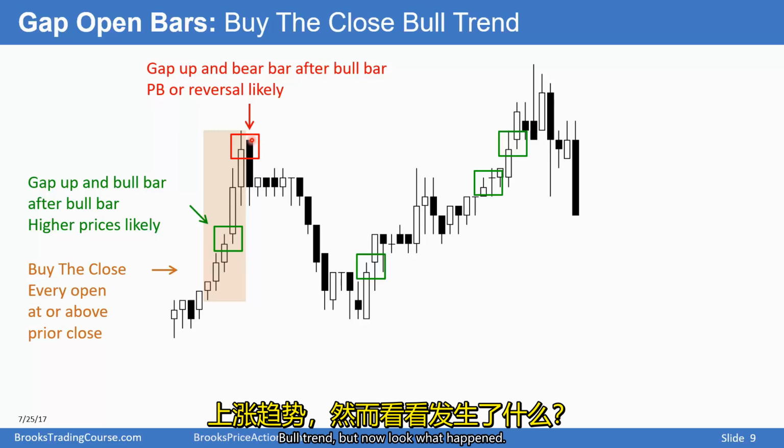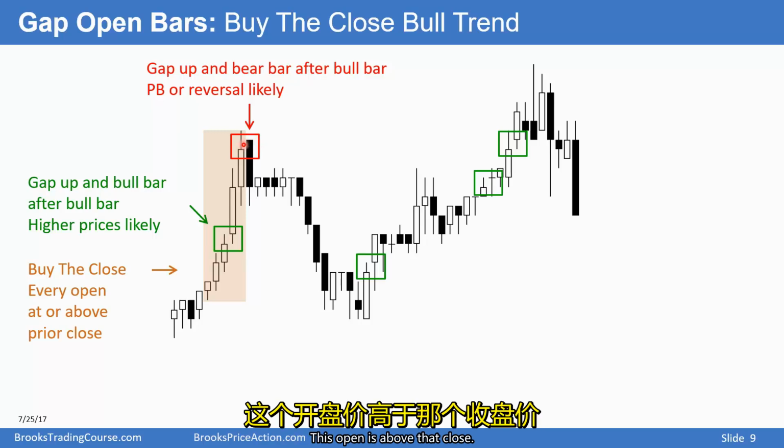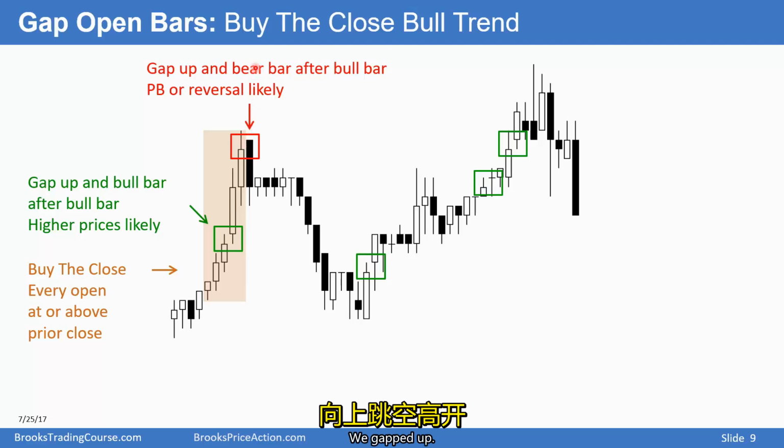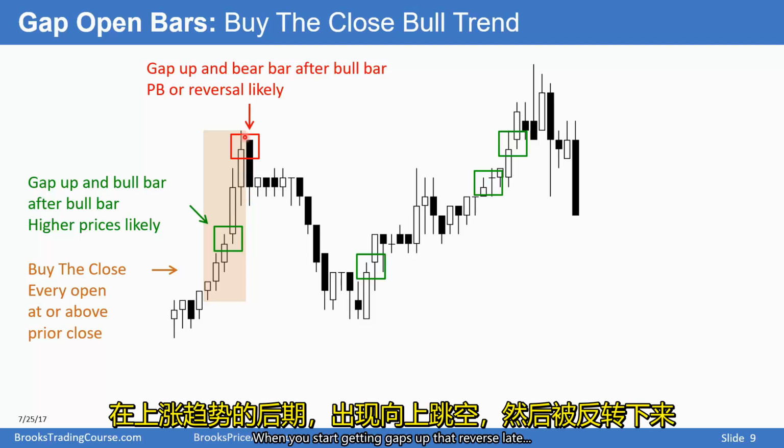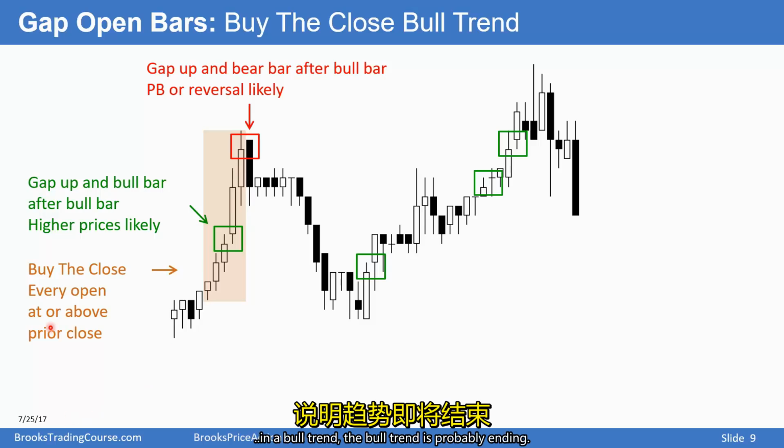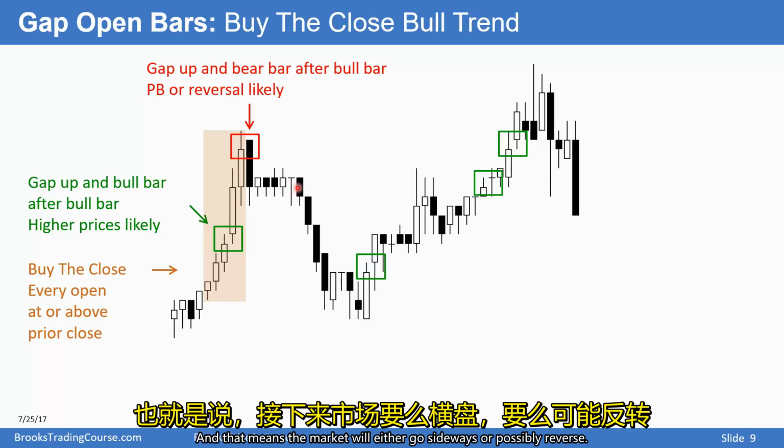Bull trend, but now look what happened. This open is above that close. We gapped up, but instead of the breakout succeeding, we reversed. When you start getting gaps up that reverse late in a bull trend, the bull trend is probably ending, and that means the market will either go sideways or possibly reverse.